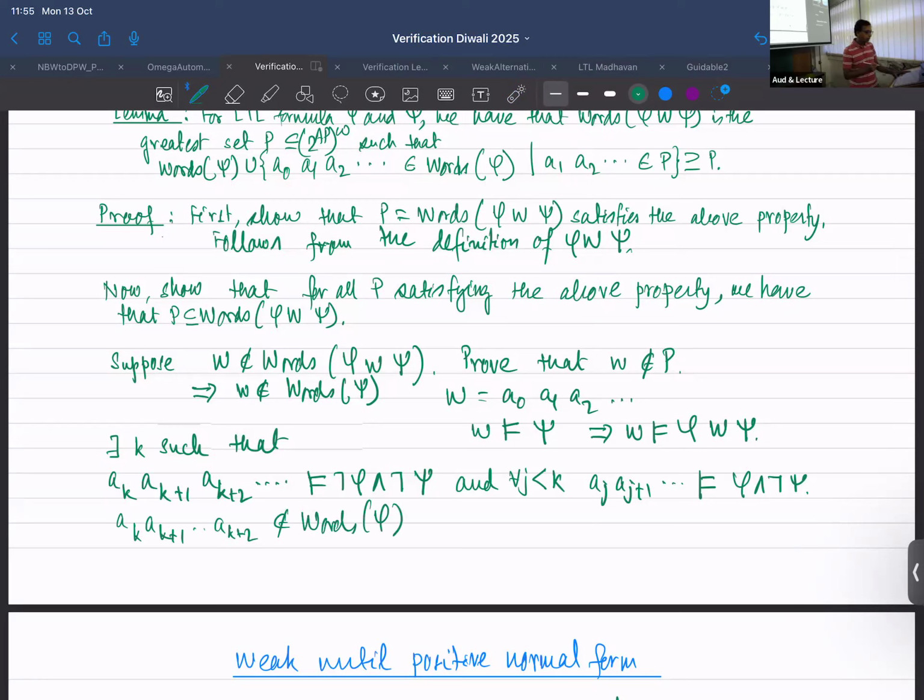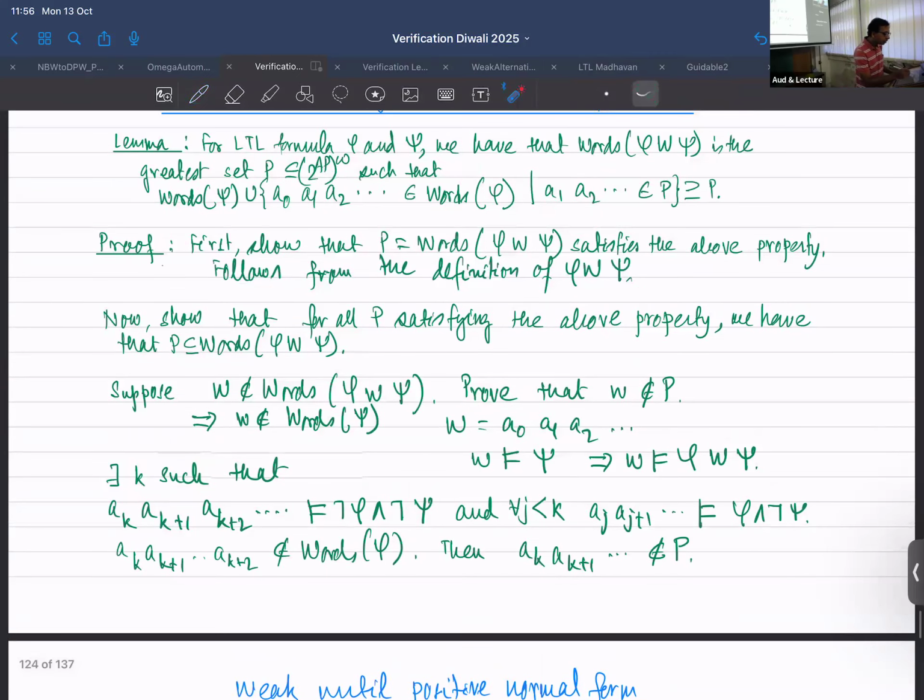Clear? And it also does not belong to words of psi. So clearly, what we have is that A_{k+1} does not belong to P. Is it okay? So what is this? Let's look at the condition here.